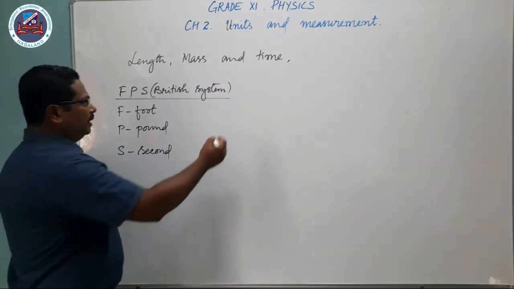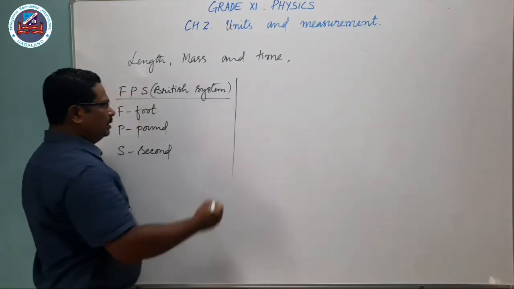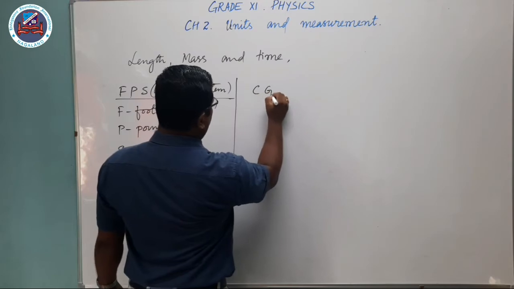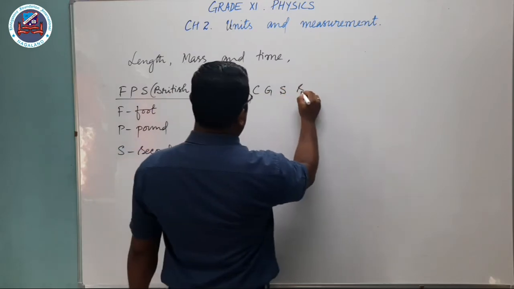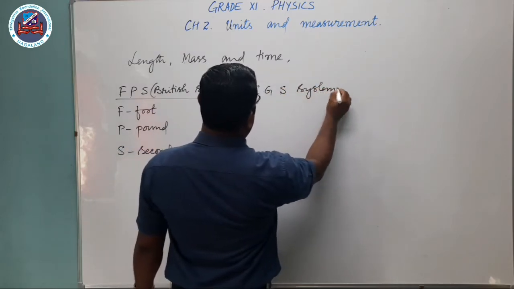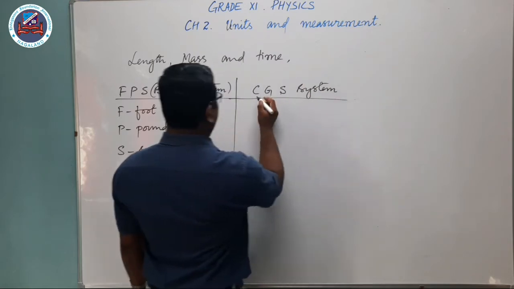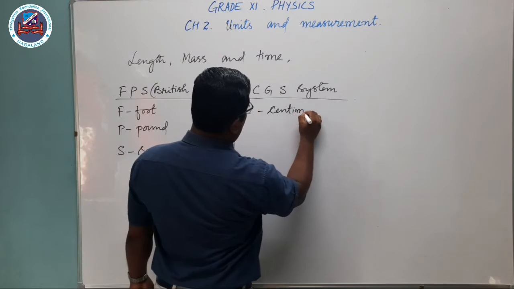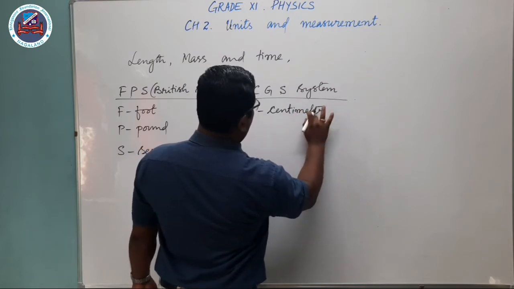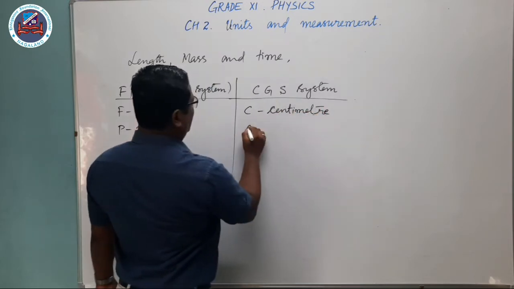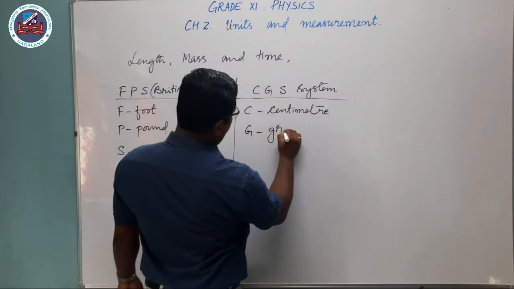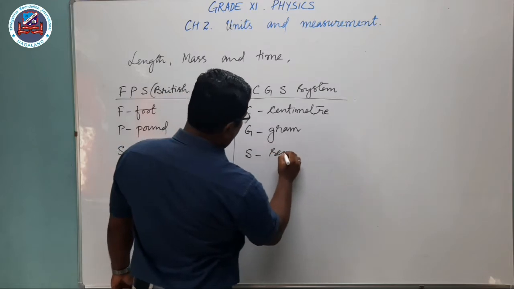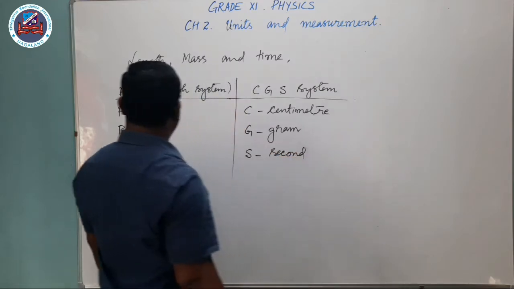The second system they were using was the CGS system, in which the length was measured in centimeter, mass was measured in gram, and time was measured in second.